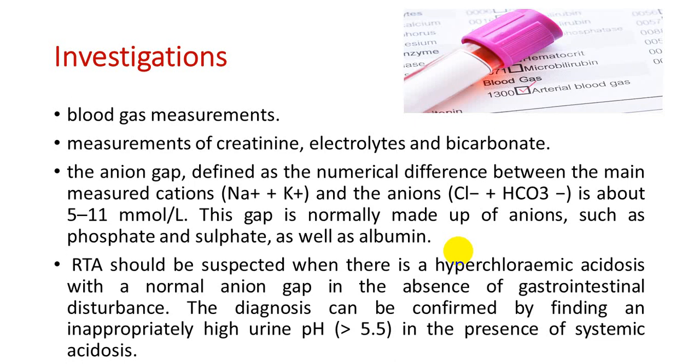Renal tubular acidosis should be suspected when there is hyperchloremic acidosis with a normal anion gap in the absence of gastrointestinal disturbances such as diarrhea or vomiting. The diagnosis can be confirmed by finding an inappropriately high urine pH, that is more than 5.5, in the presence of systemic acidosis.